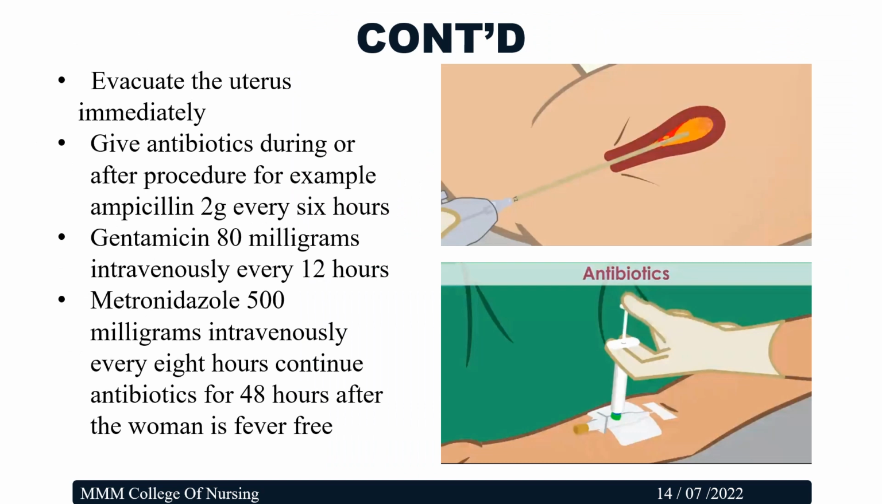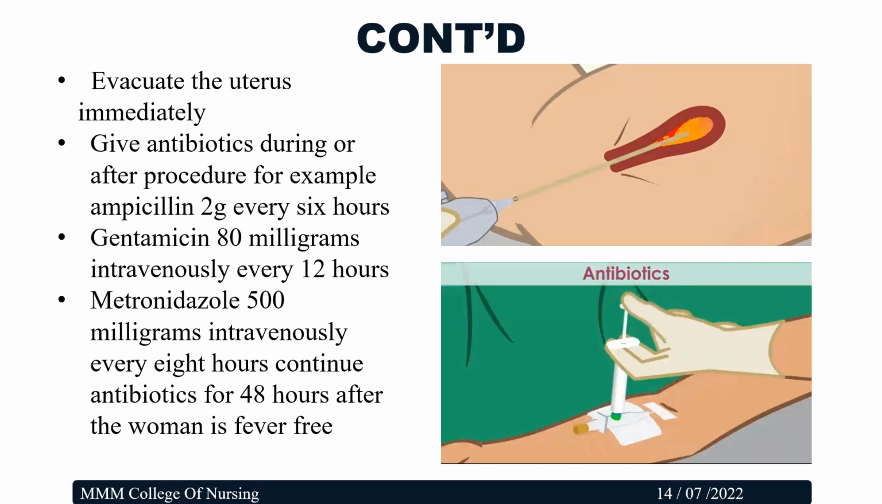And so once you establish the airway and the fluid, then you can go for the evacuation of the uterus and give antibiotics during or after the procedure. For example, the antibiotics should be ampicillin 2 gram every 6 hours, gentamicin 80 milligrams intravenously every 12 hours, metronidazole 50 milligrams intravenously every 8 hours.